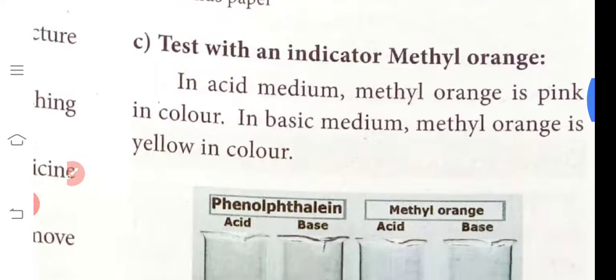Then test with the indicator methyl orange. In an acid medium, methyl orange is pink in color. If you add acid to the methyl orange indicator, it turns pink. In a base medium, methyl orange is yellow in color.